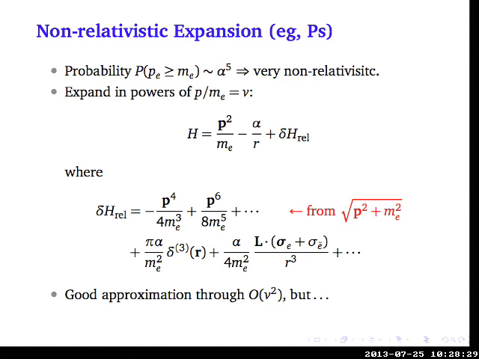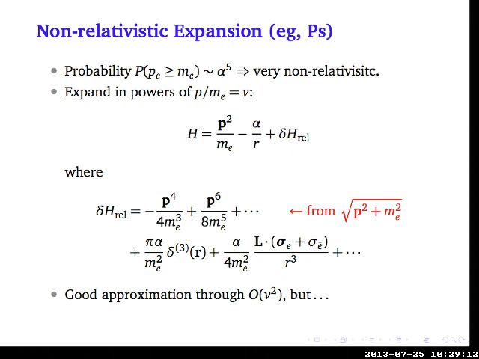So I want to talk about atoms like hydrogen, positronium, helium, simple atoms. And one of the main things that you figure out really quickly when you look at those atoms is that the probability for an electron having a relativistic momentum is really small in atoms. In fact, it's like a part in 10 to the 10th if you actually calculate it. So these atoms are profoundly non-relativistic, actually. And it strongly suggests that you would like to expand your theory in powers of p over m_e, or you know the electron velocity, which is of order alpha.